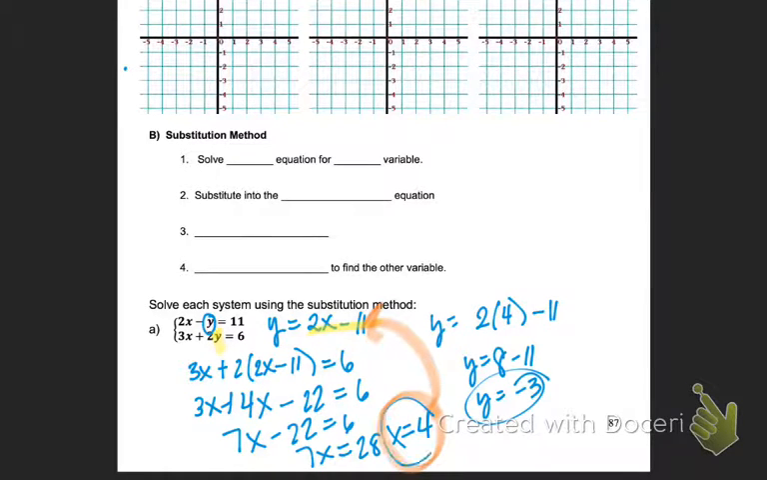So now I've got my two answers. I want to write this in ordered pair form, which would be (4, -3). So that's substitution. You solve for one variable, plug it into the other equation, and find that number. So solve for x or solve for y, then go back and plug it into the other one.